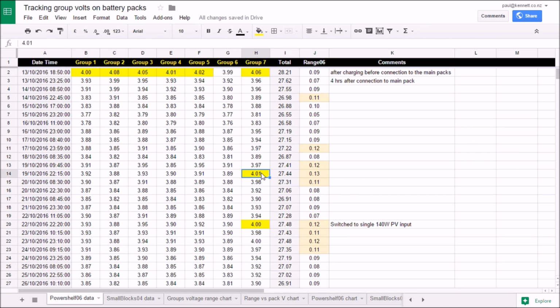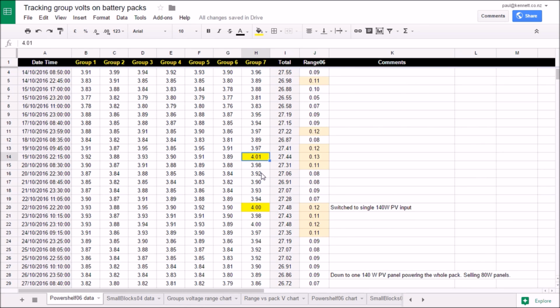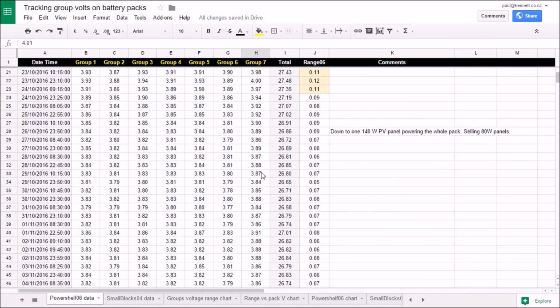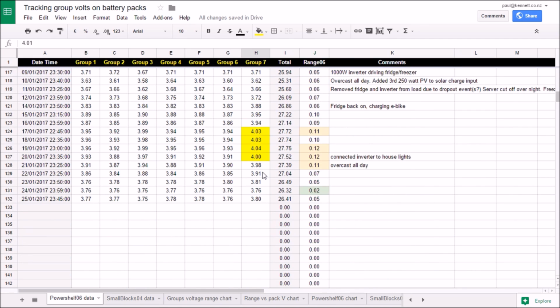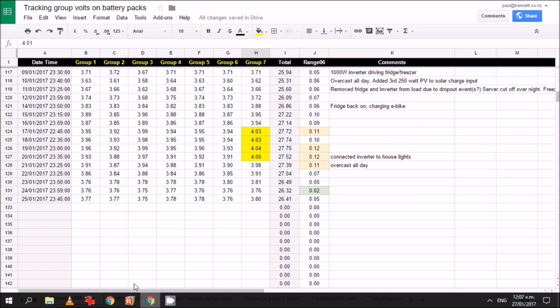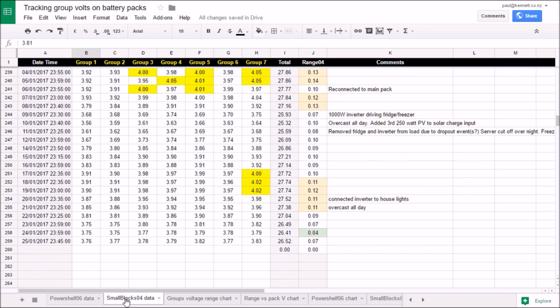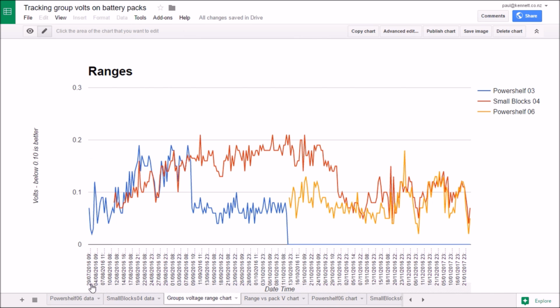I would go and highlight whenever it got over 4 volts because I was starting to get nervous. And I did that for months and months. This is the data for the second power shelf. I've got 6 months worth of data for the small blocks pack, and then I've got another 3 months for the first power shelf. And from all that data, I managed to produce this graph here.